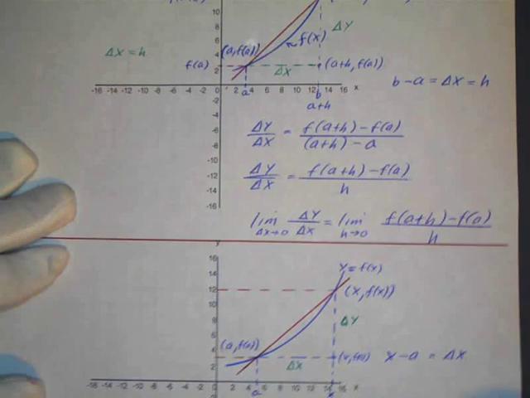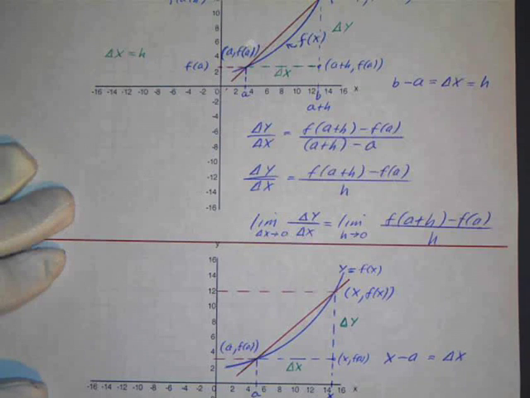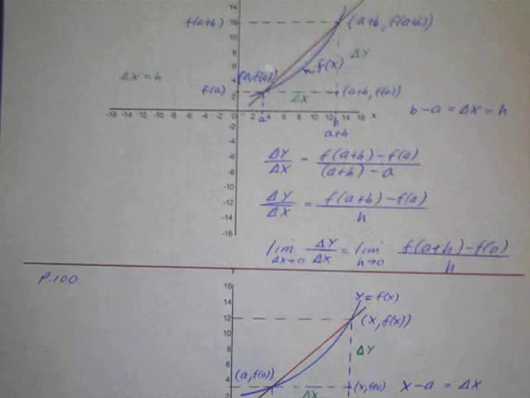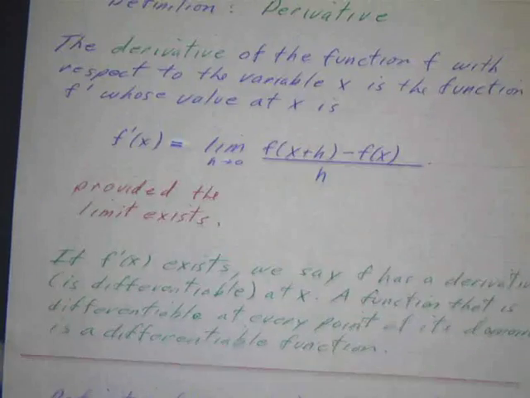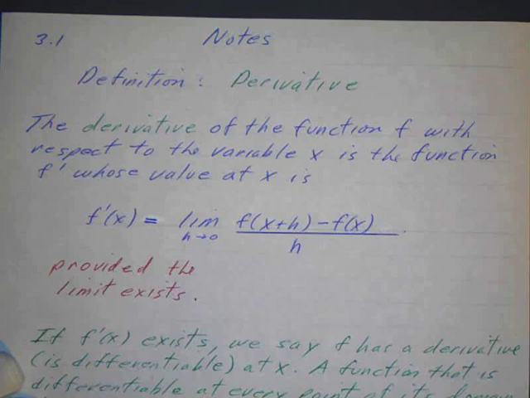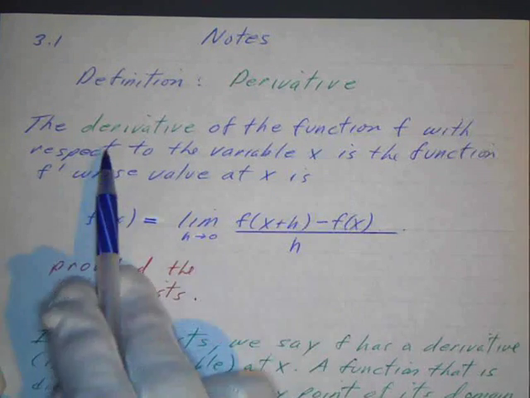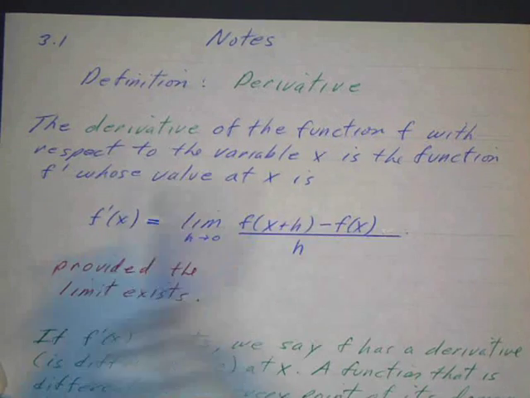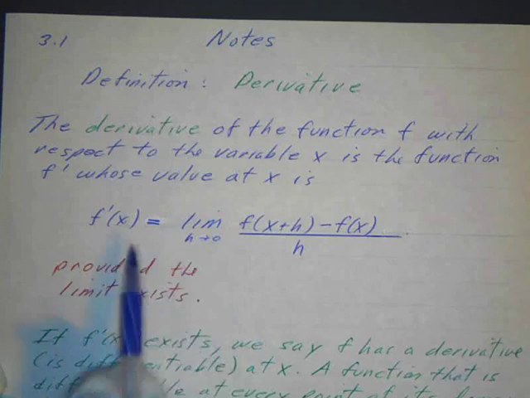And that slope of the tangent line is called the derivative. So we formalize that as the derivative. You can read this in the book, I think it's on page 98, 99. And here is our definition of the derivative. The derivative of the function f with respect to the variable x is the function f prime whose value at x is given by the limit.